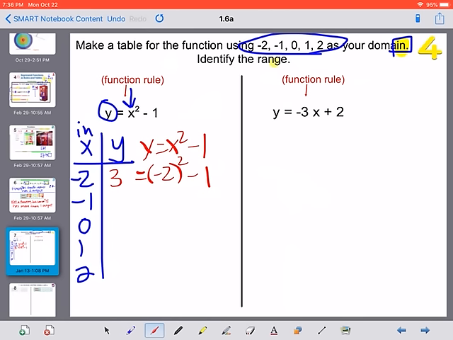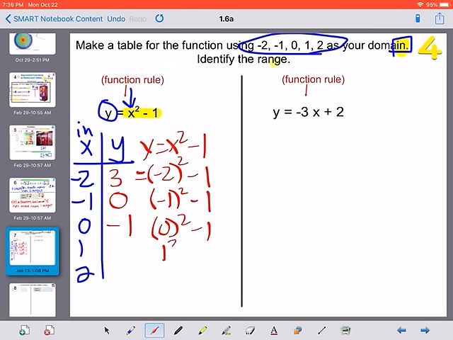Then, if I plug in a -1, we have -1 squared minus 1. All I'm doing is looking at this part of my equation, plugging in for x. -1 times -1 is a positive 1, and 1 minus 1 is 0. Then if I plug in a 0, we have 0 squared minus 1. Well, 0 times 0 is 0. 0 minus 1 is -1.